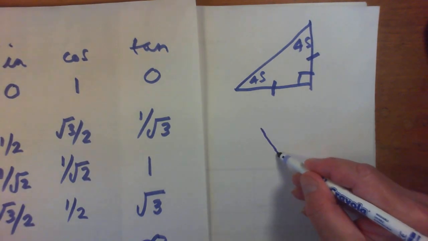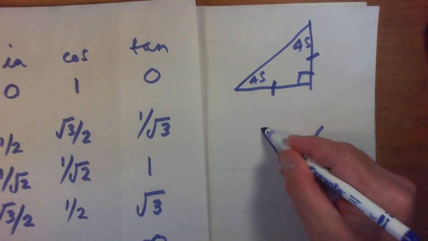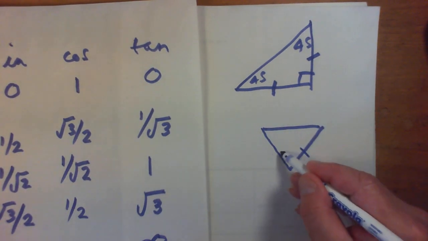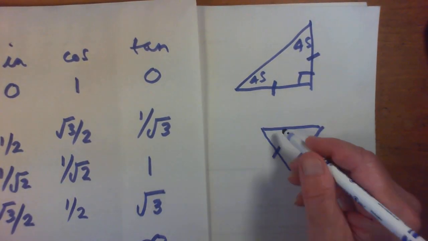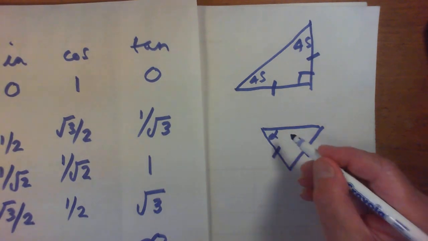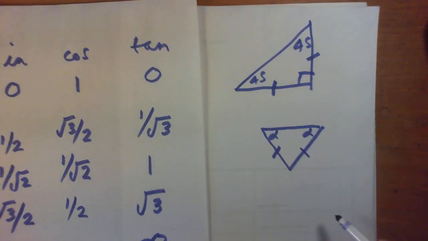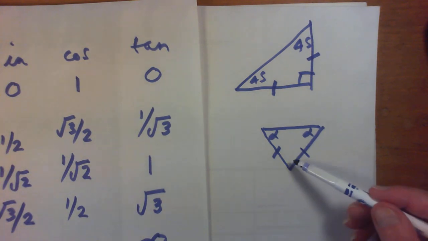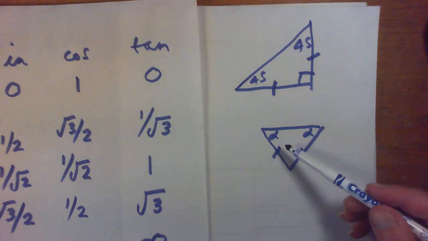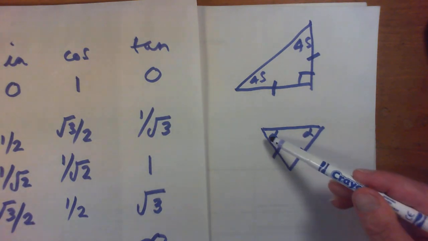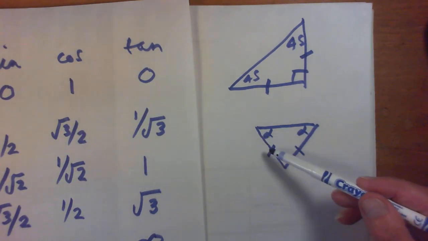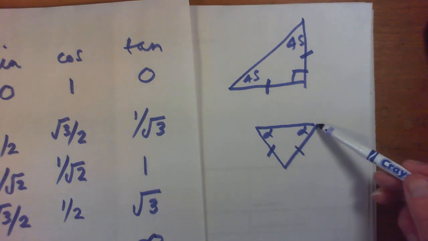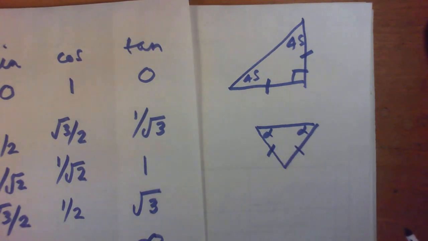An isosceles triangle in general, if you've got a triangle like that, that angle there is going to equal that angle there. This can be any angle. I'm not talking about a right angle triangle here. But hopefully you can see that, by virtue of this being an isosceles triangle where that side has the same length as that side, those two angles will be identical as well.